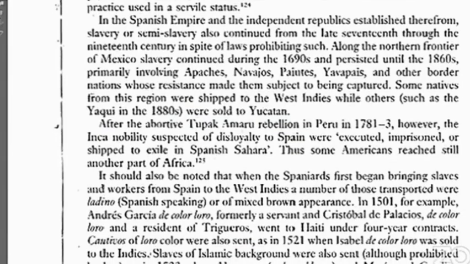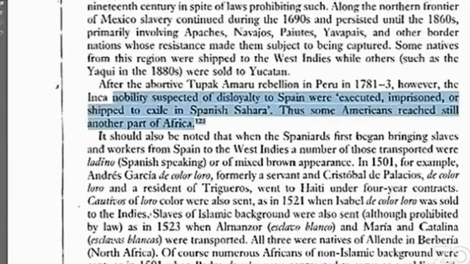After the abortive Tupac Amaru rebellion in Peru in 1781, yes, it was a guy named Tupac Amaru who led a rebellion in Peru in the 1780s, the Inca nobility suspected of disloyalty to Spain were executed, imprisoned, or shipped to exile in Spanish Sahara. They sent them to North Africa. What? Incas, Tupac Amaru's people, to the Spanish Sahara. Thus, some Americans reached another part of Africa. You see all what's going on.